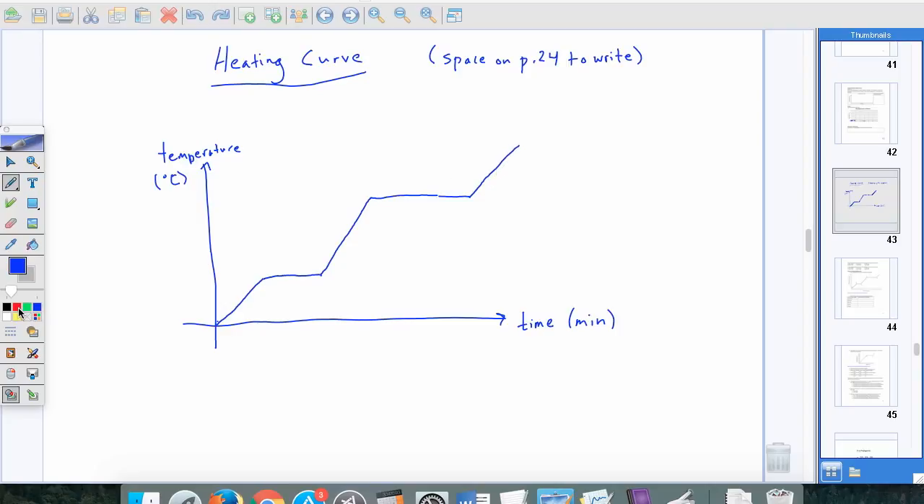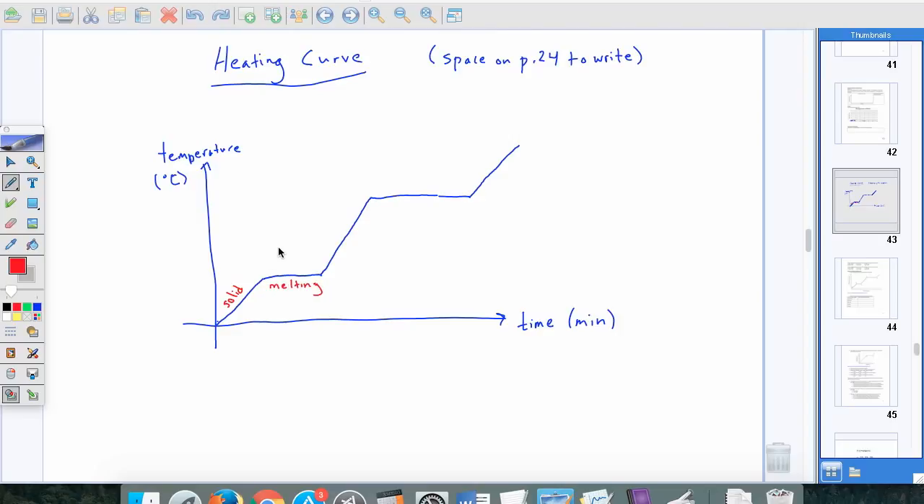So we have solid in the beginning. By the way, this stuff is going to be on the Moodle page. All the notes I'm writing is going to be in the packet in the Moodle page. So it's solid during this section. Over here it's melting when it's flat.